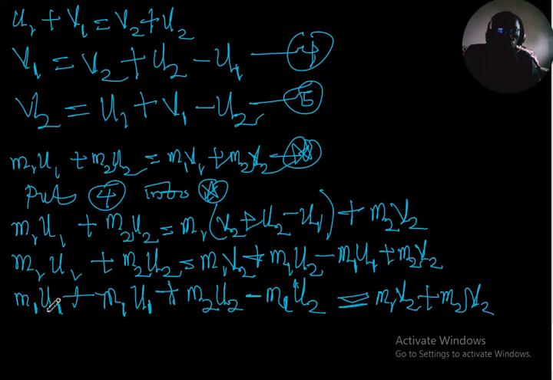Now come to this left hand side. This and this are the same, so if you add them together, 2 m1 u1. Then if you look at these two, something is common.